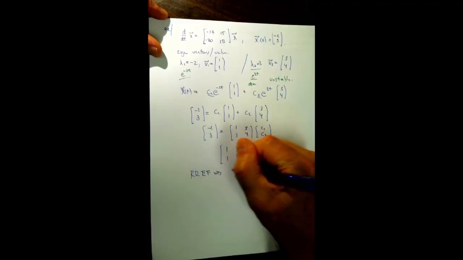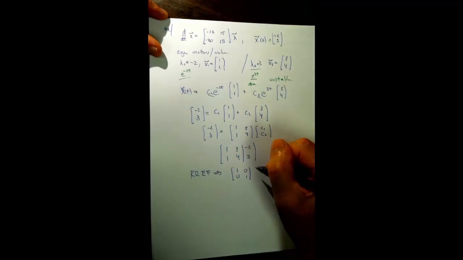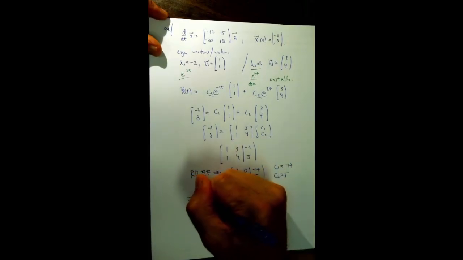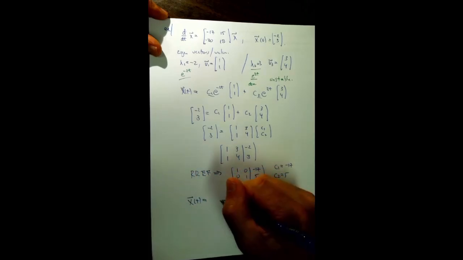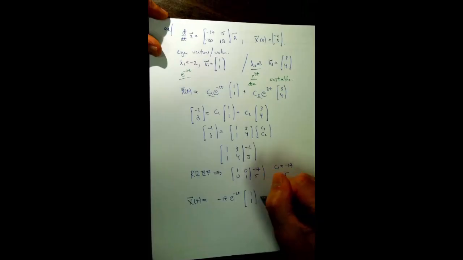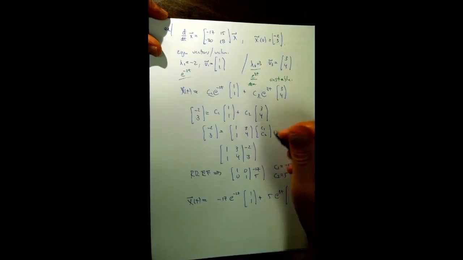Again, I'm not going to do this. If you do that, you should end up with minus 17, 5. So this says that C1 is minus 17, C2 is 5. So my x of t is going to be minus 17 e to the minus 2t times 1, 1, plus 5 e to the 3t times 3, 4.